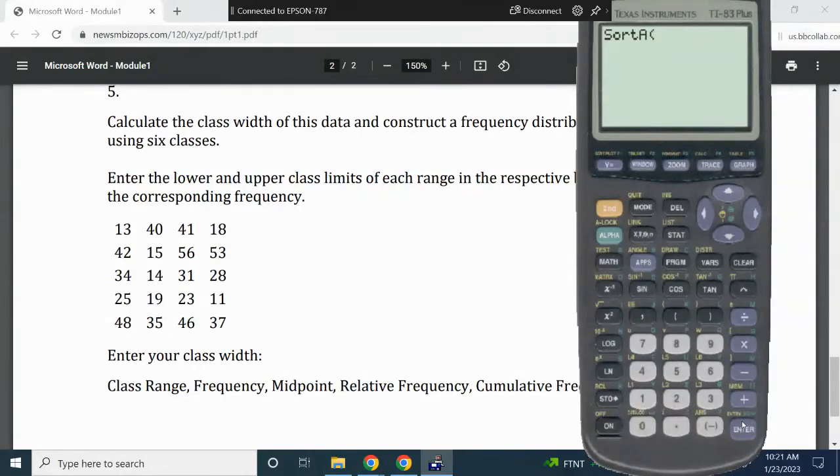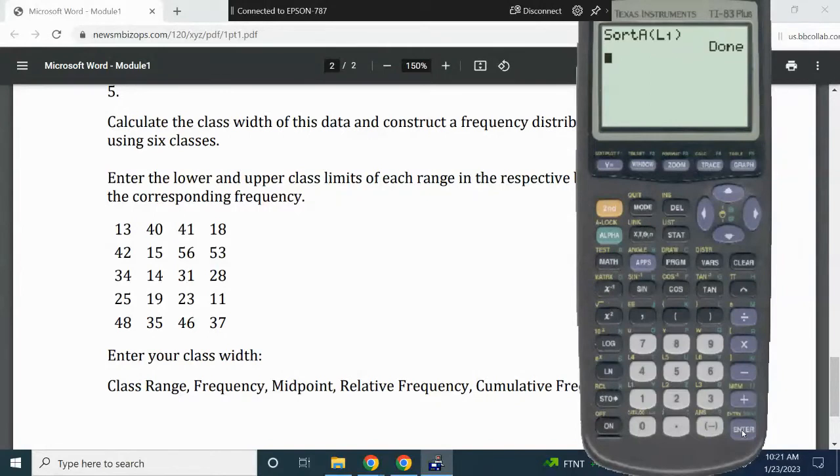Now you have to tell the calculator what you want to sort. So we actually put the data in list 1. Down here, I see list 1, list 2, list 3, all the way to list 6. I want to sort list 1, so I'm going to hit second and the number 1. I'm going to close off my parenthesis and hit enter. Right? And it just says done.